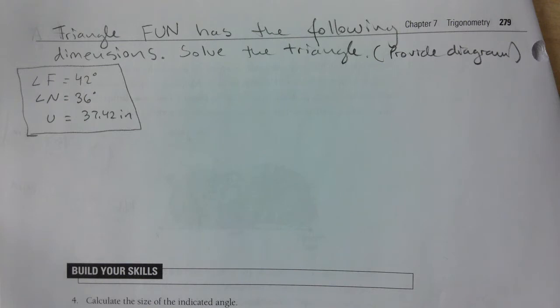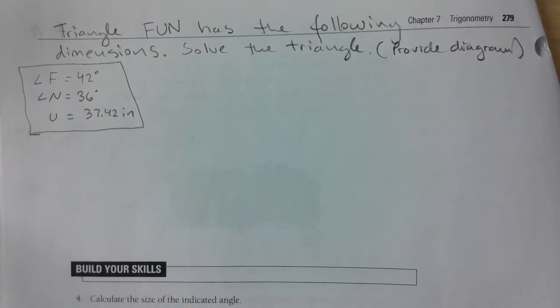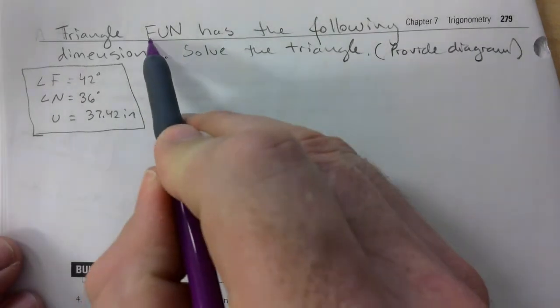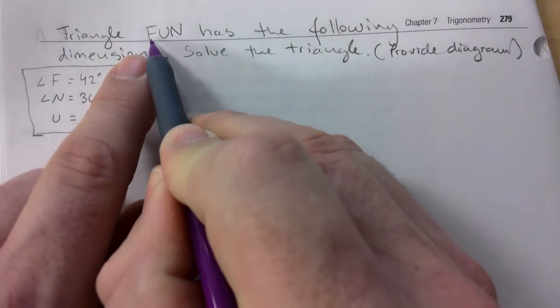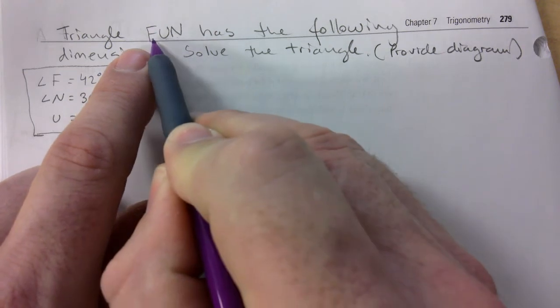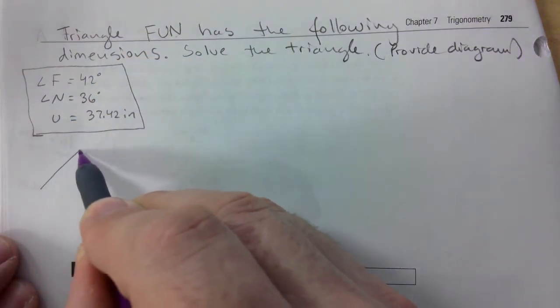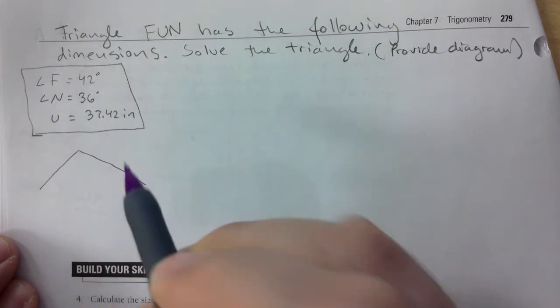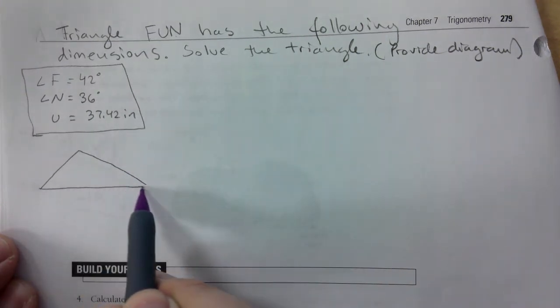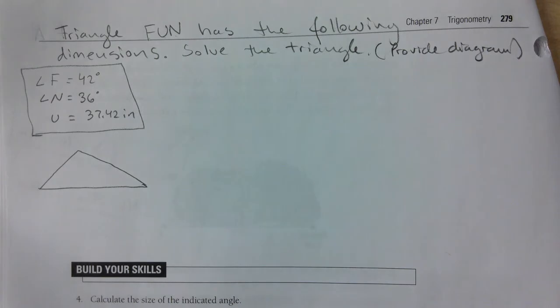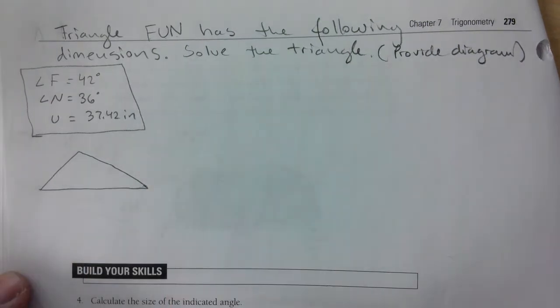Okay, so this is a triangle where no diagram is provided, so it's the knowledge of sketching that comes in handy here. You know that your triangle has corners called FUN, right? So what you do is just draw a triangle that looks like this. It doesn't really matter. Just don't make it look like a right triangle. Just draw one like this, okay?